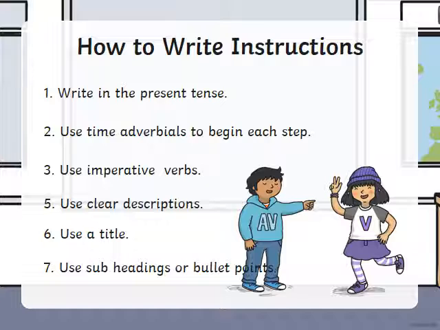Number seven, we've got to use subheadings, or these can sometimes be called bullet points in our instruction writing. So these will clearly lay out the order in which we have to complete the instructions. So you might have numbered subheadings, or you might have dots at the start of your sentences. And these are called bullet points.